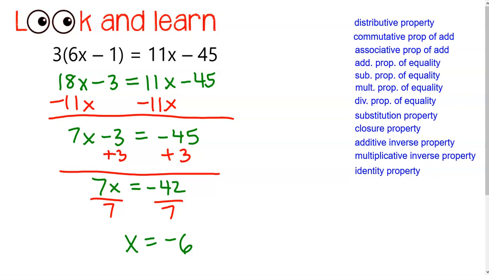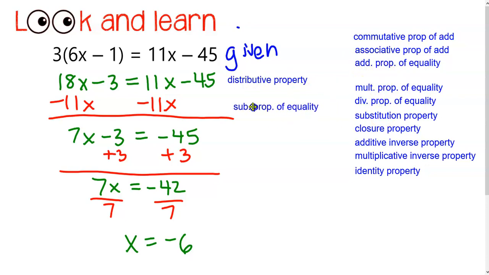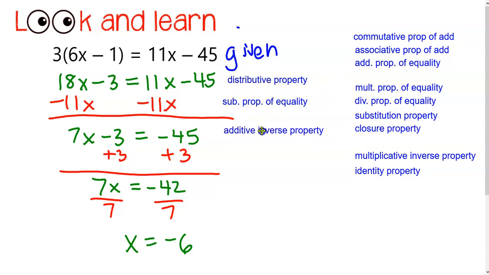So this one uses the same properties over and over again. Again, the first line is given, so you would write or type given next to that statement. The next one is a simplification by using the distributive property. Then we use the subtraction property of equality, and now I need an inverse. Because I was adding or subtracting, this is the additive inverse property.